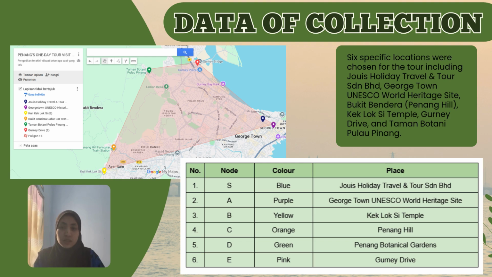This is the figure of the map of Pulau Pinang, where we can see in the table that every location is represented by a different node. S is for Joyce Holiday Travel and Tourism Berhad, colored blue. A is for Georgetown UNESCO World Heritage Site, colored purple. B is for KHAIRUL Temple, colored yellow. C is Penang Hill, colored orange. D is Penang Botanical Gardens, colored green. And lastly, E is Journey Drive, colored pink.